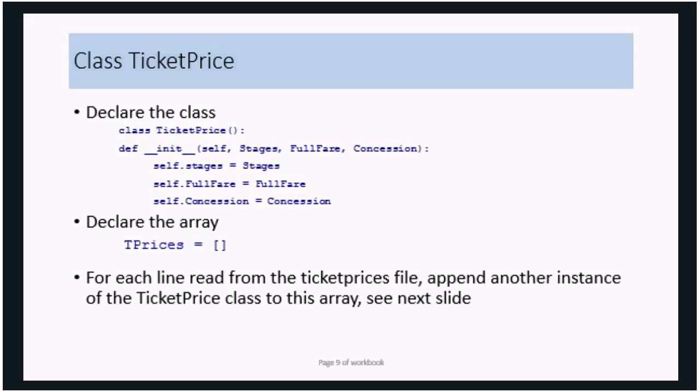This is me declaring an array that will hold 3 instances of the ticket price class. Then, for each line that I read from the ticket prices file, I will append another instance of the ticket price class to this array, and I'll show you this. This should all be familiar. The reading from the file, the splitting the arrays up should be familiar, and using classes, that's the bit that I directed you to in the workbook that you might not have done before.